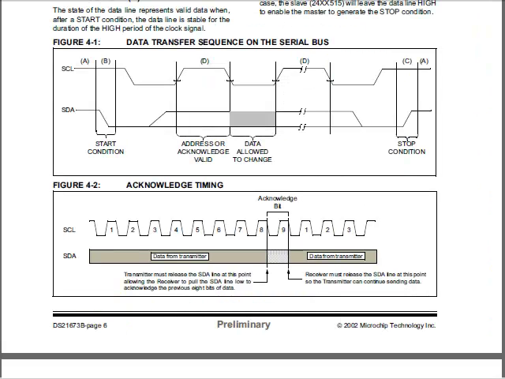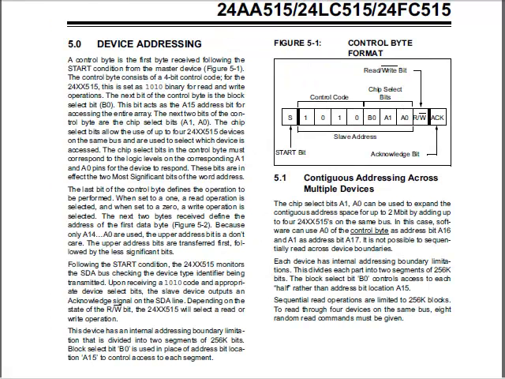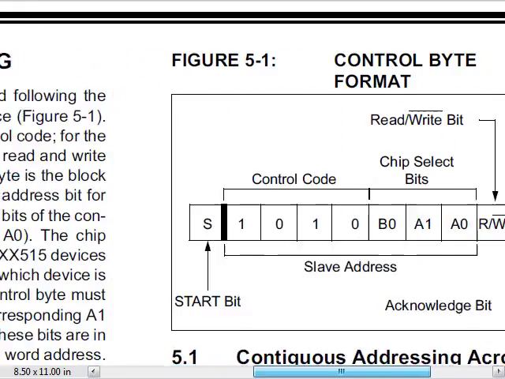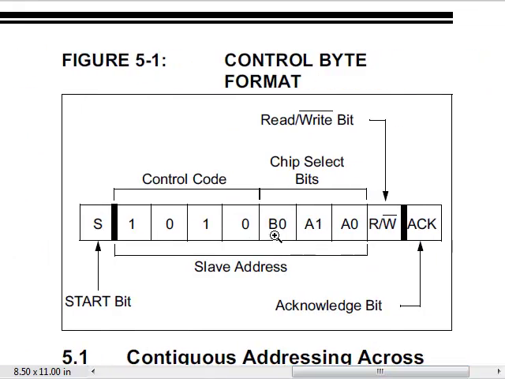Here on page 6 of the datasheet, we notice the standard I2C conditions, a start, data, and then a stop to define the bus. Eight bits of data are always followed by an acknowledge bit, so this is a standard I2C peripheral. Turning to page 7, a control byte is the first byte received following the start condition. We start with a 1010 binary, a block select bit, B0, and then A1 and A0. So here's that diagram. The I2C address is always going to be a 1010.